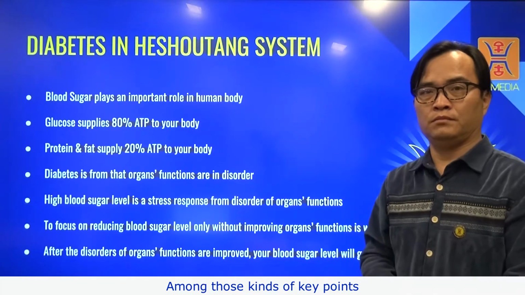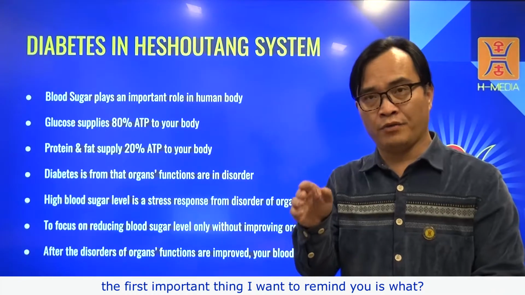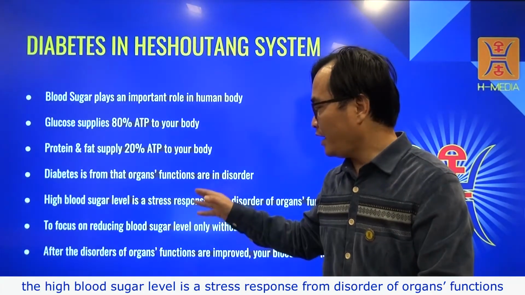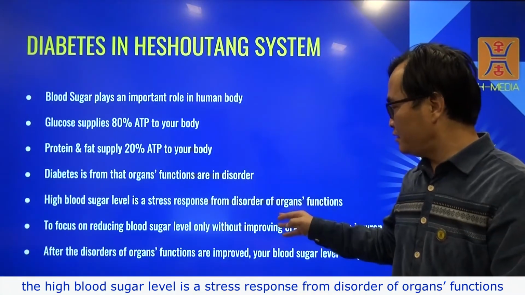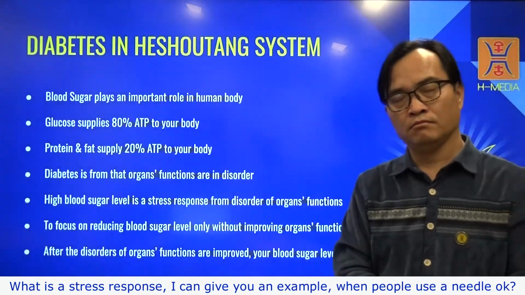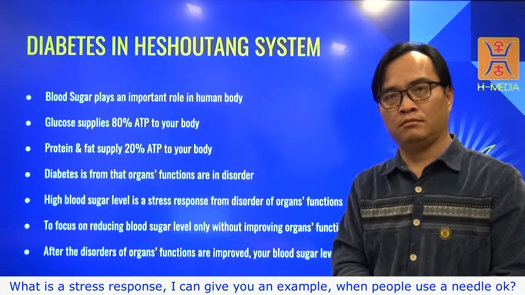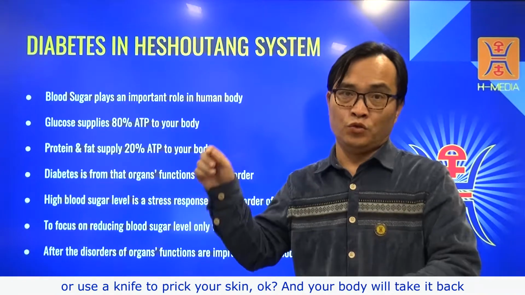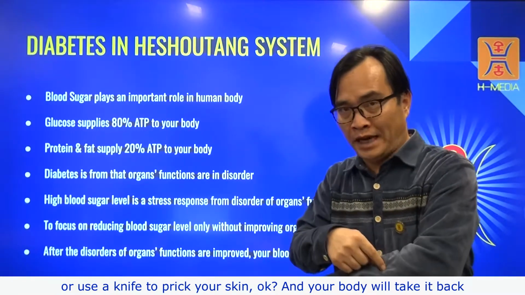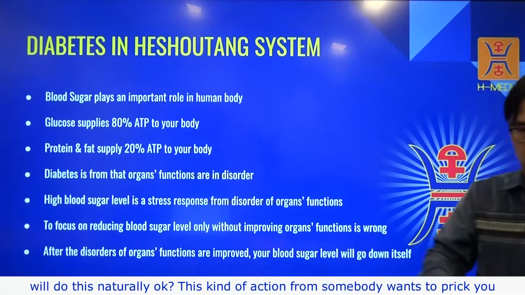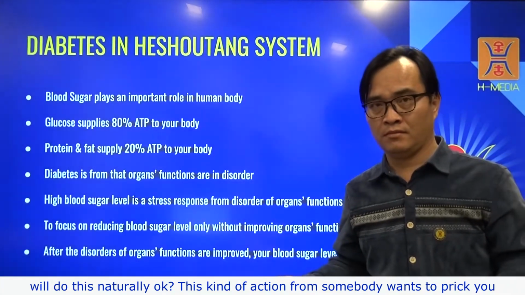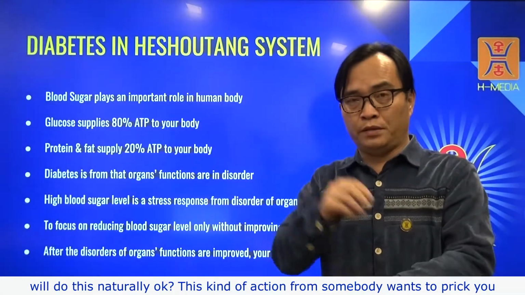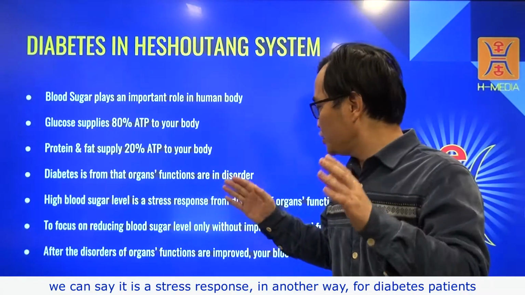Among those key points, the first important one I want to remind you of is what? In the Heshoutang natural health system, we define the high blood sugar level as a stress response from disorder of organ functions. What is a stress response? I can give you an example. When somebody uses a needle or a knife to prick your skin, your body will take it back, will do this naturally. This kind of action, when somebody wants to prick you, we can see it is a stress response.